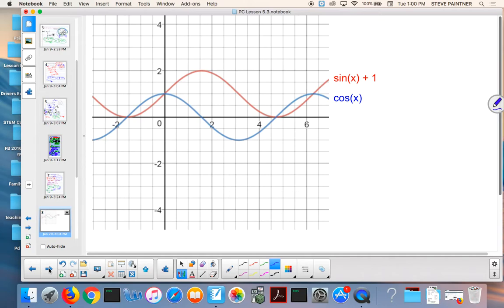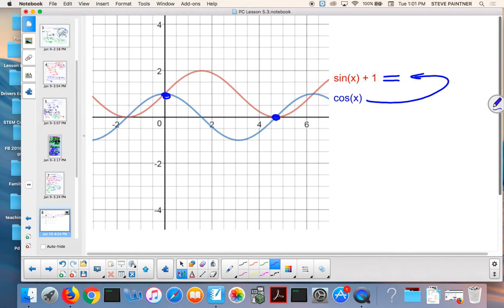Look at the graphs. When is cosine going to be equal to sine of x plus 1? That's what we did. Well, if you graph cosine, guys, it's right here. It's the blue one. This is cosine. If you graph sine of x plus 1, that just means move sine of x up 1. Sine of x starts here, but move it up 1, it starts here. The answers are, when are they equal? Here and here.